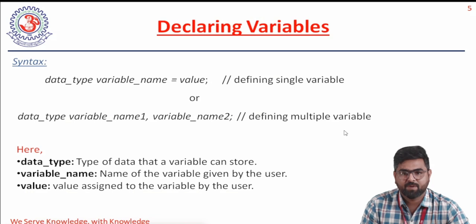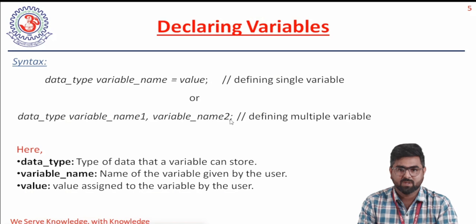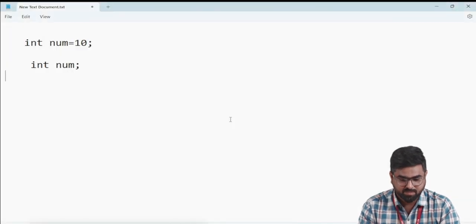If you want to declare multiple variables at a time, which are of the same type, then we can have this syntax. We give the data type, and then whatever variables you want to specify, it depends upon how many you want to read. All variable names can be given separated with commas. At the end, we need to give the semicolon. So let me take one more example here.